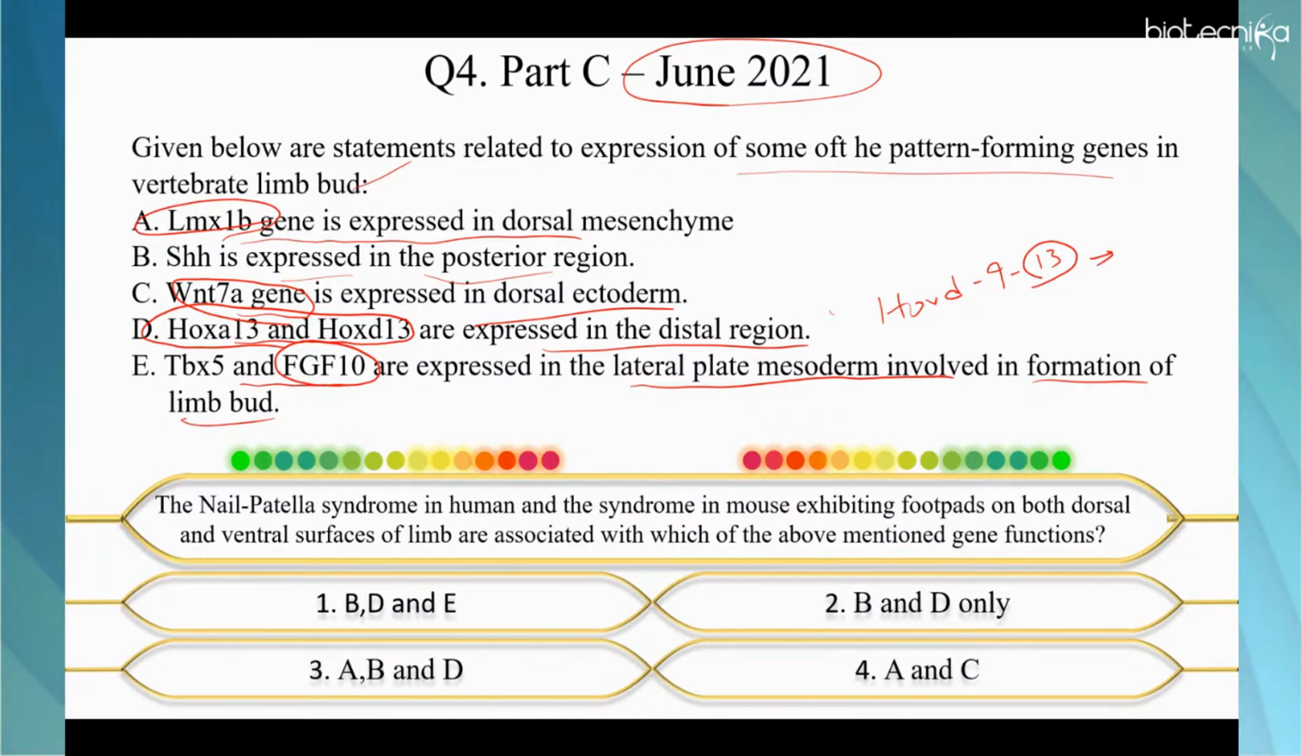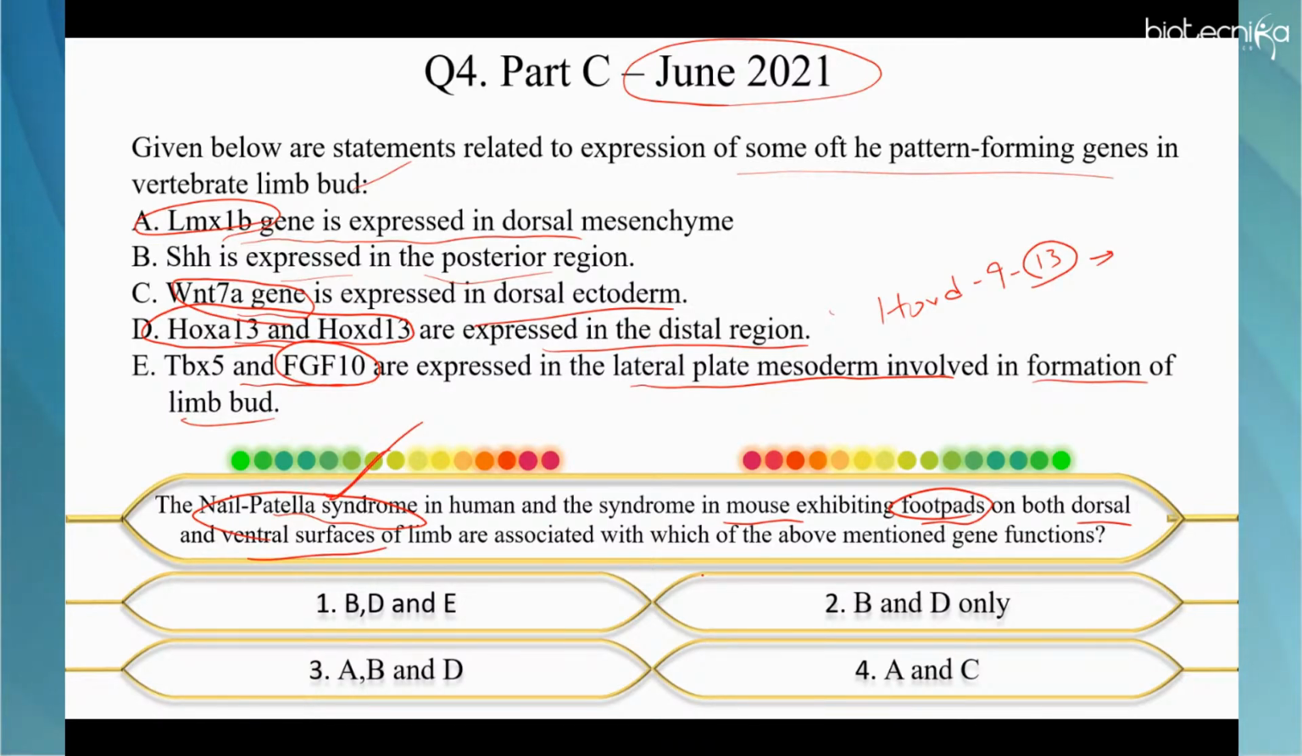So the question is something different. They are not asking which is true or false. The question is about the nail patella syndrome in human and the syndrome in mouse which exhibits foot pads on both dorsal and ventral surface of the limb. See, foot pads should be present on the dorsal side only, but they are seen on both dorsal and ventral, because of which you have the nail patella syndrome.